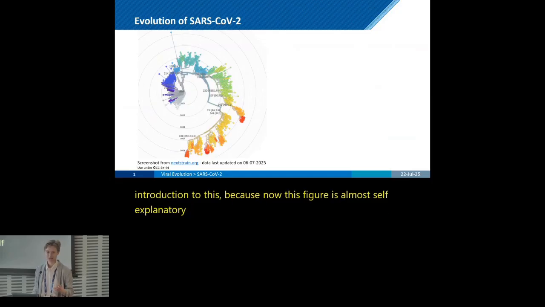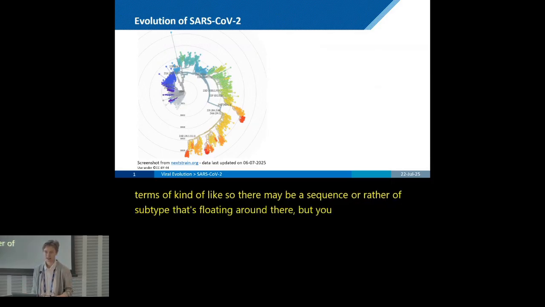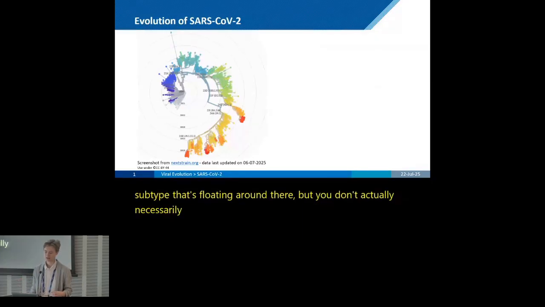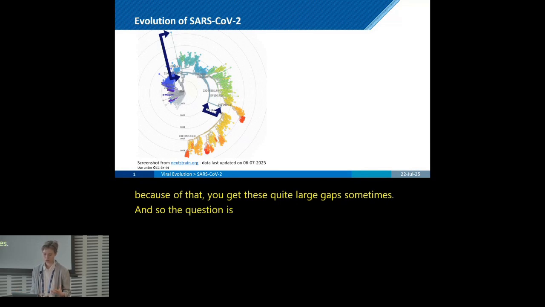But so, like you said, there are these big gaps. There may be a sequence, or rather a subtype, that's floating around there, but you don't actually necessarily see it until you sequence it. And because of that, you get these quite large gaps sometimes. And so the question is, well, what's causing these gaps?